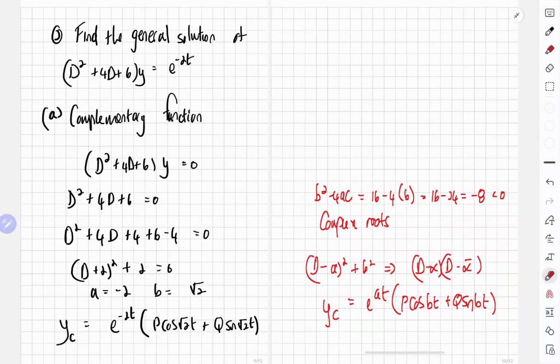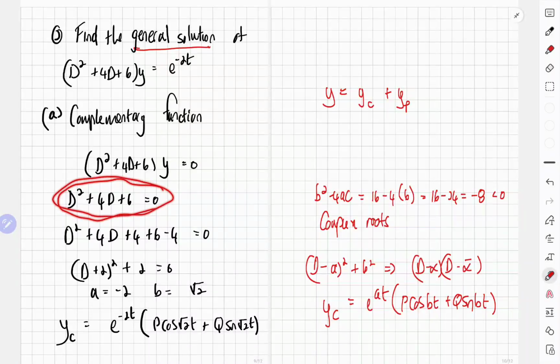So the next question we're going to do, find the general solution of this D operator. Now recall what I've just said. When they ask for a general solution, you must solve for y. So you must solve your complementary and your particular. So complementary equal to 0. So now I'm going to factorize this.